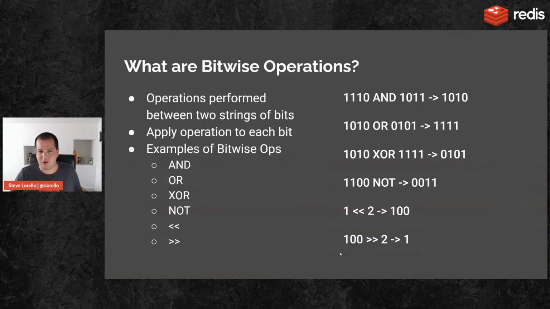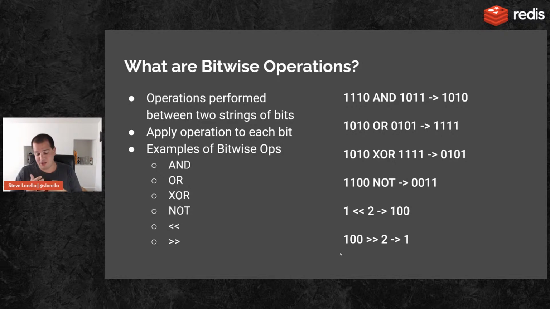I'm a developer advocate at Redis, and I'm going to be unmasking Bitwise Operations with you all today. So let's start off with a question. What are Bitwise Operations? Bitwise Operations are operations that are performed between two strings of bits. You essentially go bit by bit through each string, and you apply the relevant operation to them.